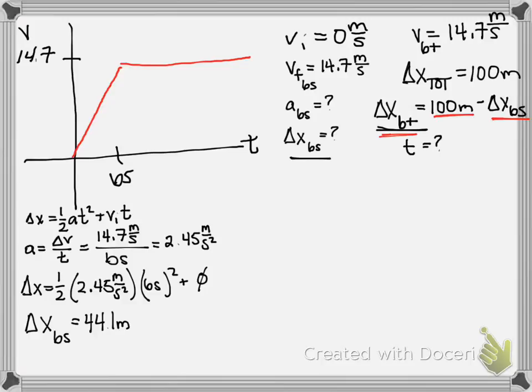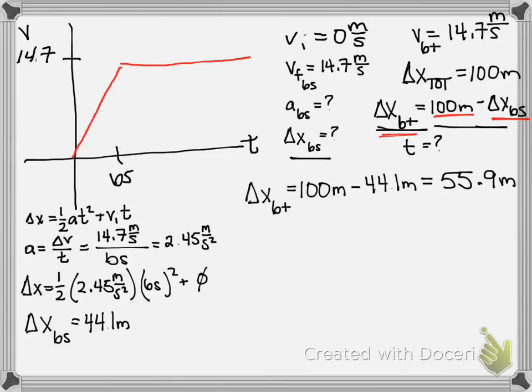So now that I know that, I can come back over and solve the second half of this problem using my final equations over here. So delta x over the final leg of the race, the 6 plus seconds, is equal to the total distance of the race, 100 meters, minus the distance that she covers in the first 6 seconds, 44.1 meters. And so in the last leg of the race, she has to cover a total of 55.9 meters.